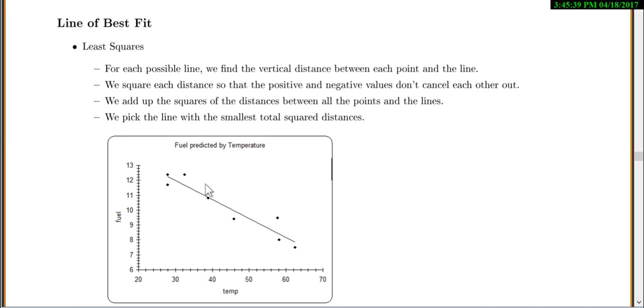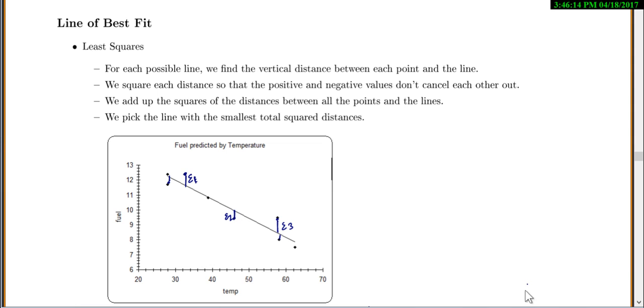So for every possible line, you're going to find the vertical distance between each point and the line. So like here's a point and we look at this distance. Or here's another point and we're going to look at this distance, this distance, this distance, etc. And every one of these distances is called epsilon i. Like this one's epsilon 1, this one's epsilon 2, this one's epsilon 3, etc. So you find every single difference between the line and the point.